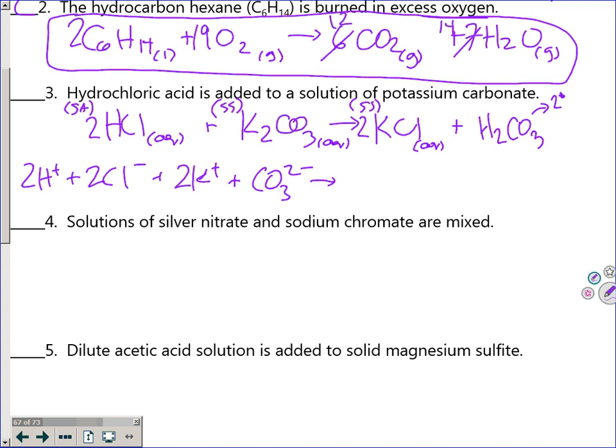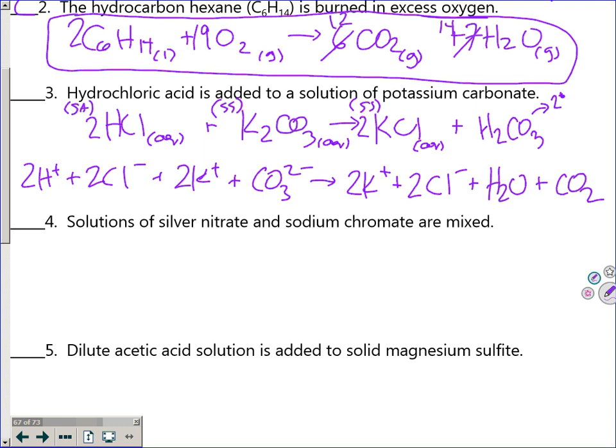What's next? 2 K pluses and, say again? 2 Cl minuses, okay. Making sure you put your charges. And then what do I do with this? Break it down to what? H2O and CO2. Okay. So this is kind of our total ionic equation where we are now considering where our spectators fall.